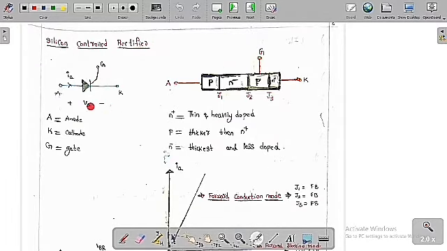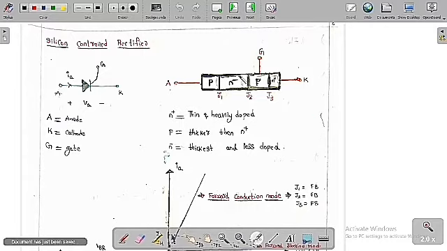This is the symbol of a silicon controlled rectifier: anode, cathode, and this is IA, this is VA, and this is the gate. I have already told you, SCR is a unidirectional device and also a bipolar device, and it is a semi-controlled device. All these things I have already discussed. A is called the anode, K is called the cathode, and G is called the gate.